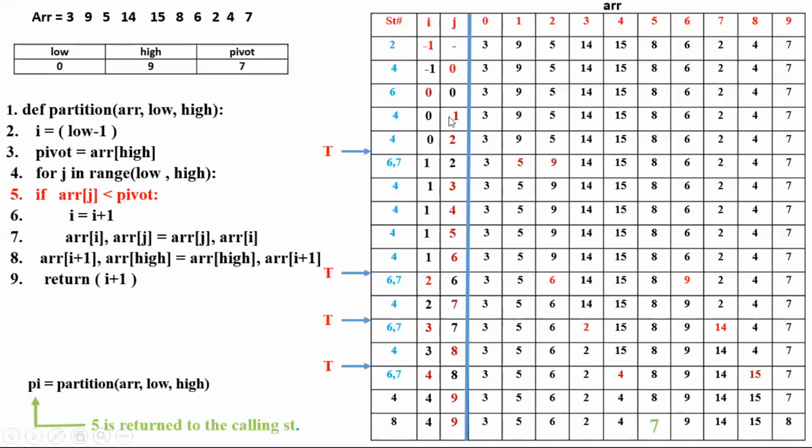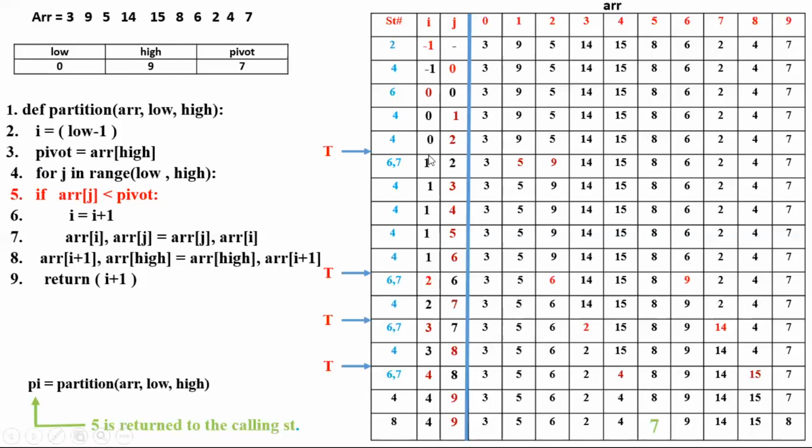So we now compare array sub 1, 9, with the pivot, which is 7. Since 9 is not less than 7, the condition is false. We do nothing here. We do not perform statements 6 and 7. And we go back to 4, and again we increment j. Now j is 2. Array sub 2 is 5.